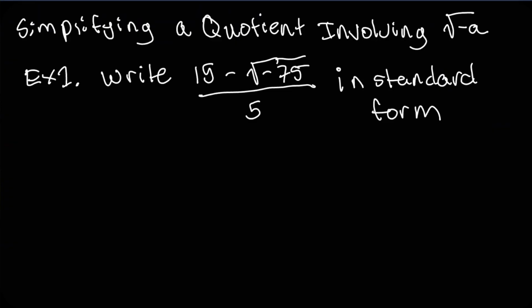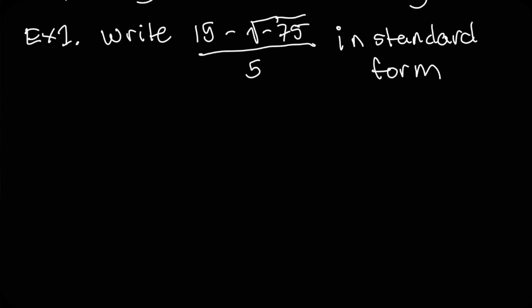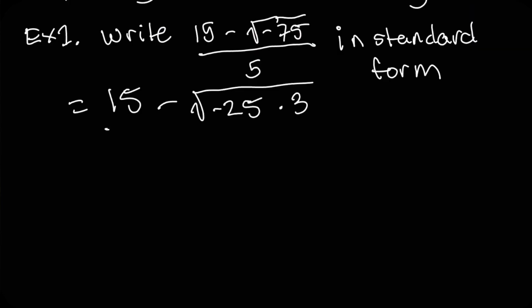Okay, so let's go ahead and look at simplifying a quotient involving the square root of -a. For our first example, we want to write 15 minus the square root of -75 divided by 5, and we want this in standard form. So let's get started. We can say 15 minus, and then further break this -75 down. So this will be -25 times 3 divided by 5. And again, we have a negative underneath our square root, so let's bring that i out.